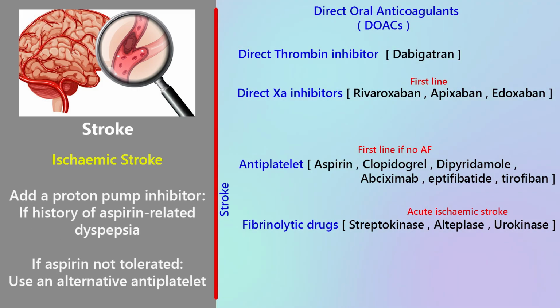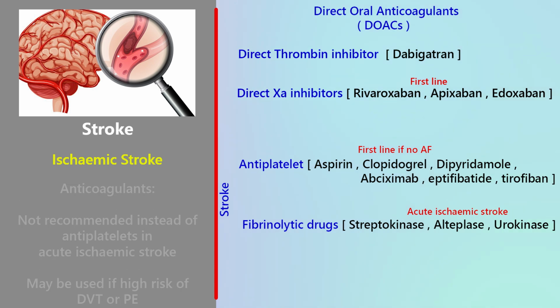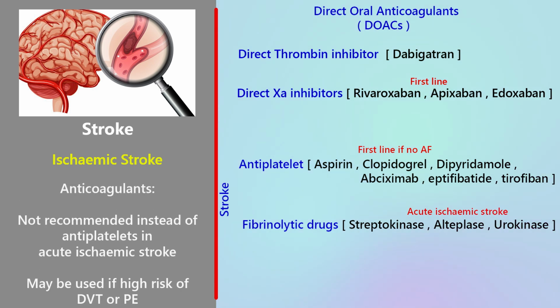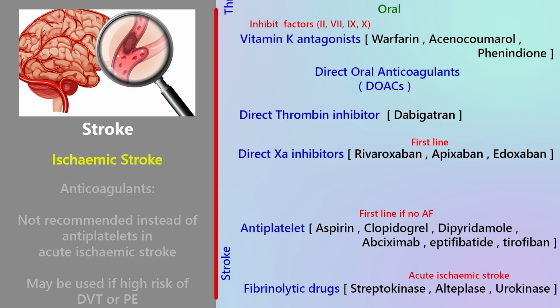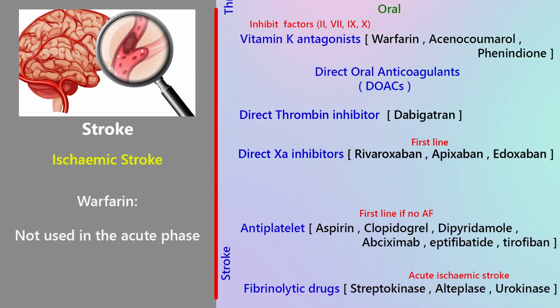If the patient has a history of aspirin-related dyspepsia, add a proton pump inhibitor. If aspirin is not tolerated, use an alternative antiplatelet. Now, an important warning: anticoagulants are not recommended instead of antiplatelets in acute ischemic stroke. They may be used only if the patient has a high risk of DVT or PE. Warfarin has no role in the acute phase.